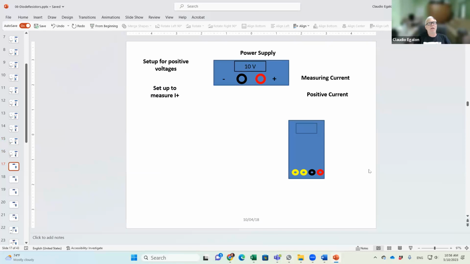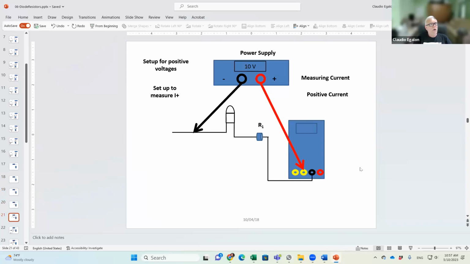In order to collect the data for the current, we must connect the power supply in series with the DMM, digital multimeter. Red to the plug that measures current in my multimeter. We are not going to use this plug here that's only for voltage. Red cable, black cable, resistor, diode, close the circuit.